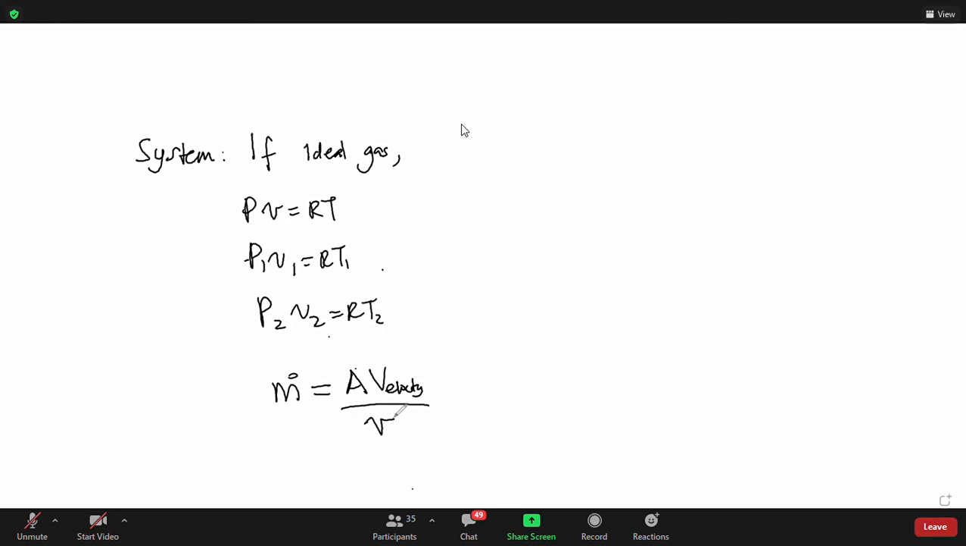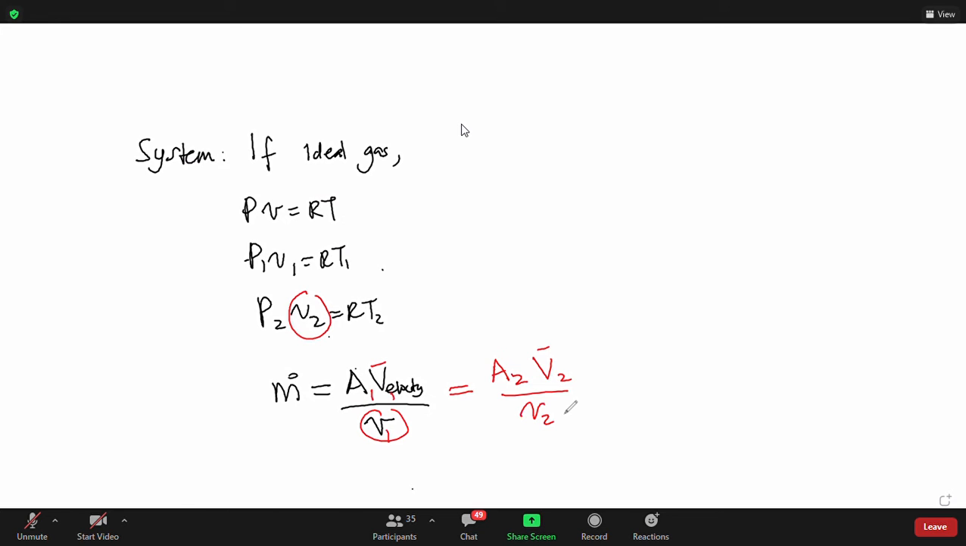So the specific volume, here. Of course, it depends. If talking about area 1, then this is A1 V1 over v1. If the mass flow rate is the same, then this also equals A2 V2 over v2. But if you use this, 2, 2, 2, 1, 1, 1, just like P1 V1 RT1, P2 V2 RT2.